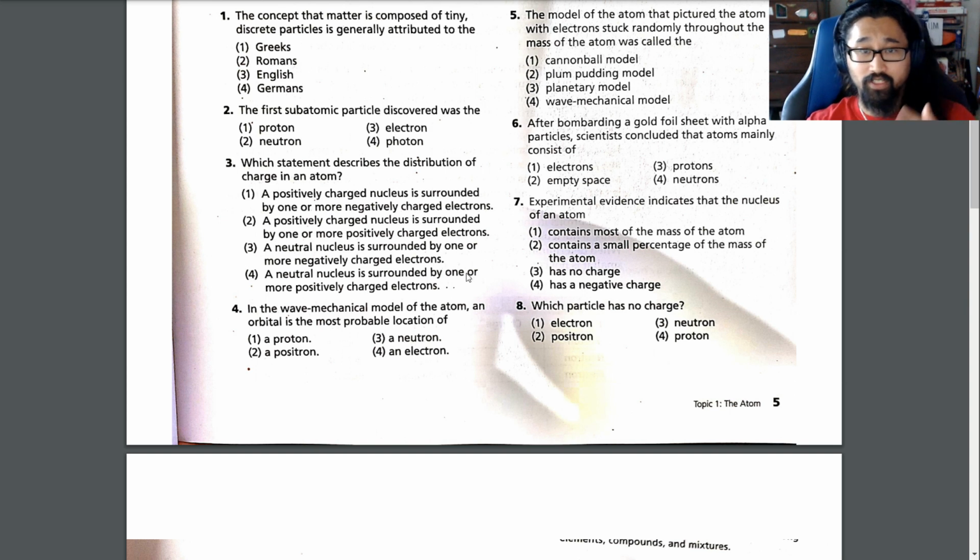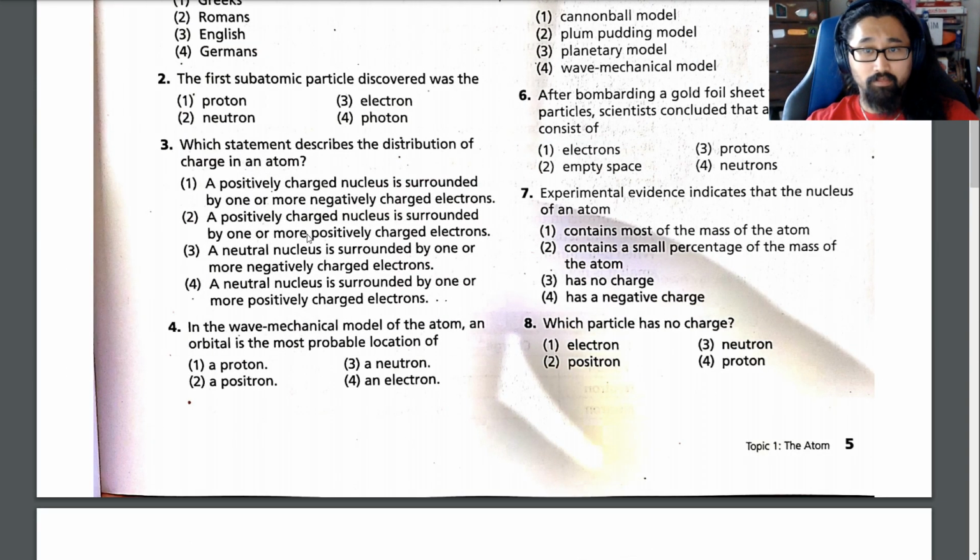So the first one that I really want to look at is right here. It's number 3. I can blow this up just the tiniest bit. Okay, so here number 3. What statement describes the distribution of charge in an atom? So where is the charge in an atom, basically? Choice 1 says a positively charged nucleus.